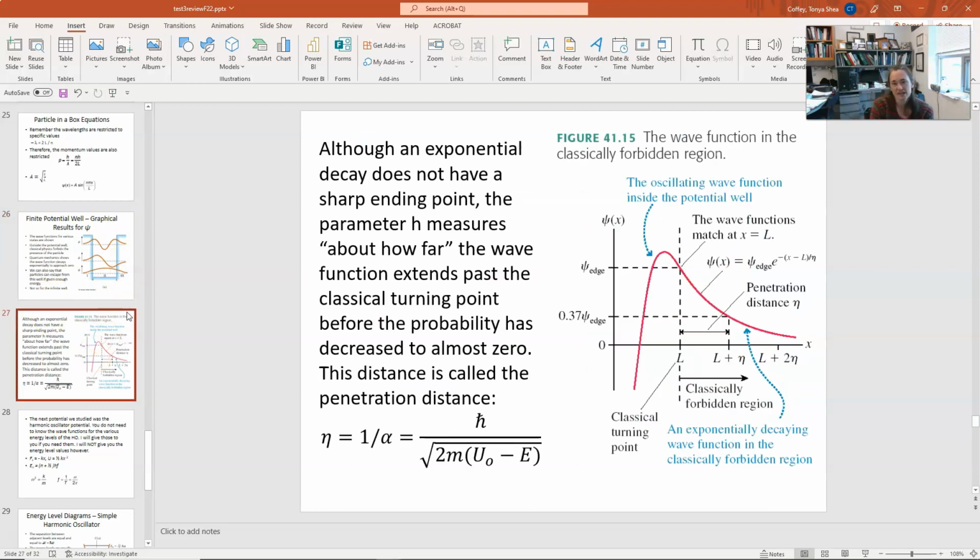Now, how far into the well the particle can penetrate is measured by the penetration distance, sometimes known as the skin depth. It's about how far the wave function extends past the classical turning point before the probability goes too close to 0. This eta is equal to 1 over alpha, which is h bar over the square root of 2m times (U0 minus E). U0 is the height of the well, E is the energy of the particle, m is the mass of the particle, and h bar is, of course, Planck's constant divided by 2 pi. So you do get some penetration of the particle into the wall of the well.